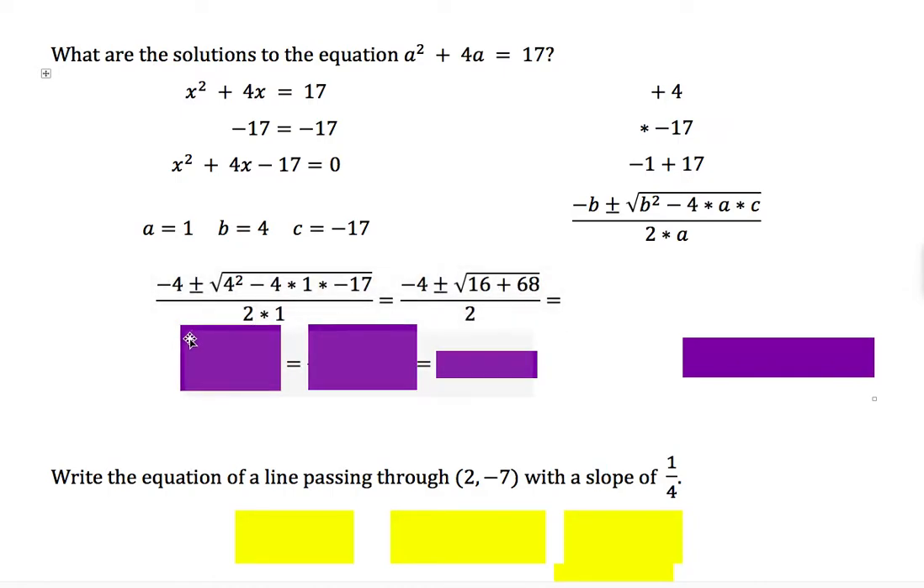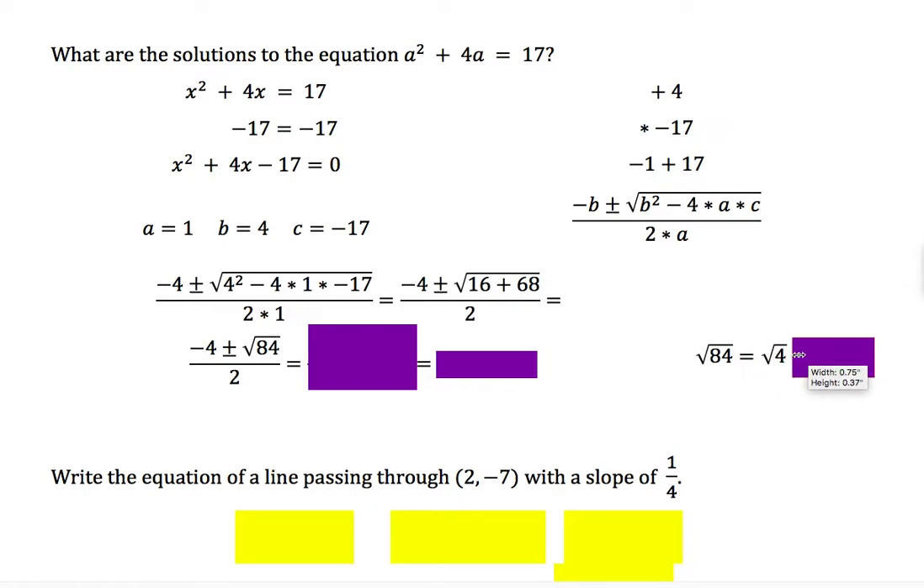We do need to go ahead and simplify the radical some more, and we get 16 plus 68 gives us an 84. And we need to simplify the square root of 84. So square root of 84 is equal to the square root of 4 times the square root of 21. 21 can be reduced. We can do the square root of 3 times the square root of 7. However, square root of 3 and square root of 7 cannot factor out anything from that. So we're just going to leave this as the square root of 4 times the square root of 21. Biggest thing to note is the square root of 4 is just 2.